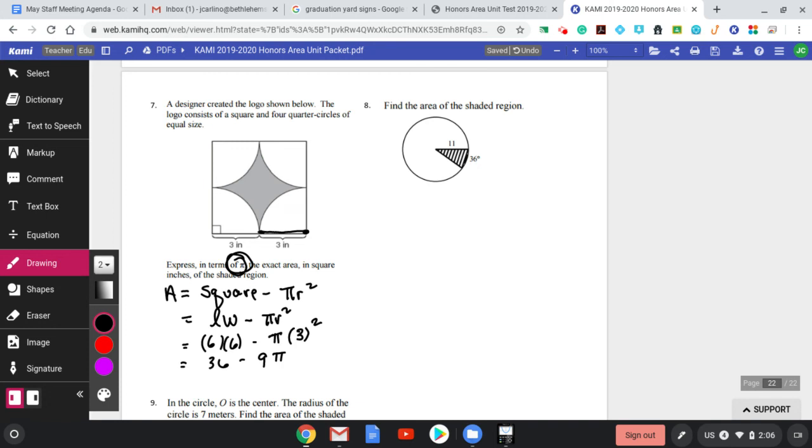It also said to leave your answer in terms of pi. You cannot subtract 36 and 9. This is in terms of pi. It's like 36 minus 9x. You're not going to do anything with that, are you? So that's it right there. I just have to put on square inches and clean that up a little bit. That is already in terms of pi. If both of them had pi in them, the 36 and the 9, I would combine them, but they don't. So I am done.